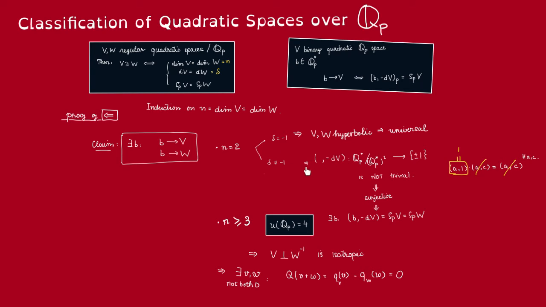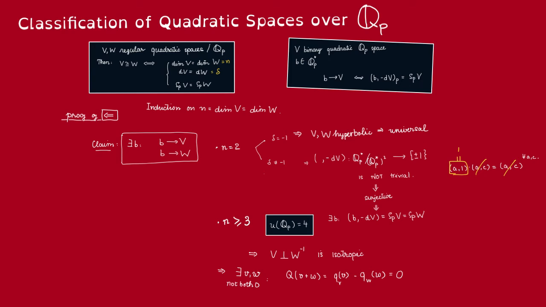But we see that if the discriminant is not minus 1, then because this map is surjective, we can find some B such that (B, minus the discriminant of V) is equal to the Hasse symbol of V and equal to the Hasse symbol of W. So by our previous lemma, V and W both represent B, and we are done. Okay, how about the case when the discriminant is minus 1? Well, then this is very simple, because this means that V and W are hyperbolic by our previous characterization of hyperbolic space. Because they're hyperbolic planes, they will be universal. Thus, we are done with the case of binary quadratic Q_p spaces.